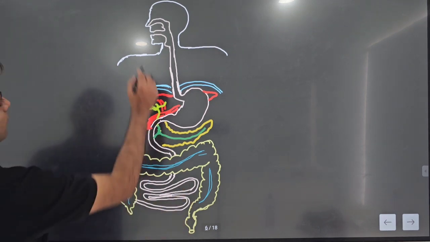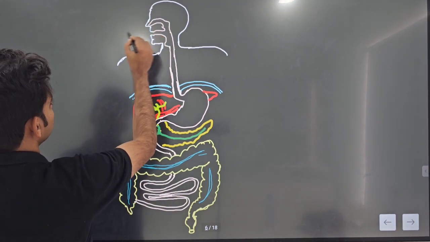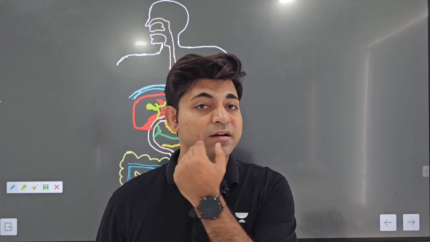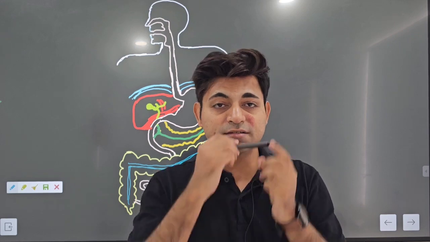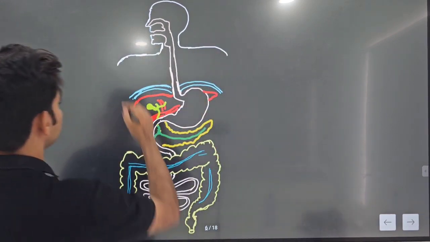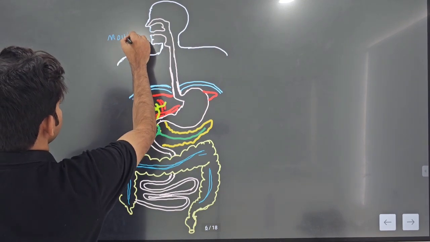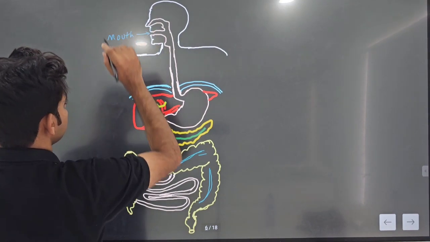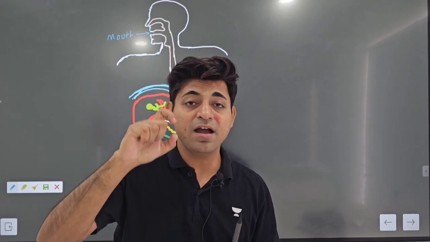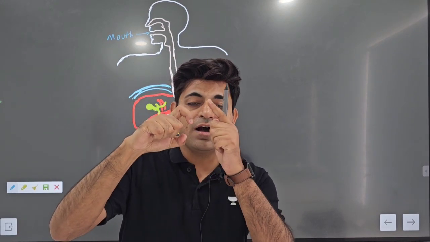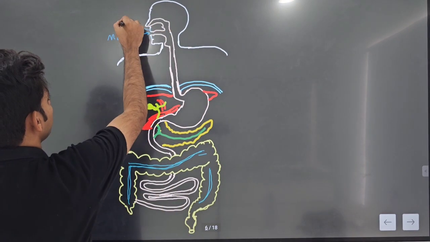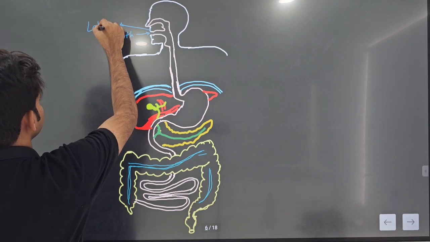Okay, so these two are the lips, and the lips guard our transverse slit, the opening of our digestive system, that is the mouth. This transverse slit is guarded by the upper lip and lower lip, upper labium and lower labium. Lips are also called labium.